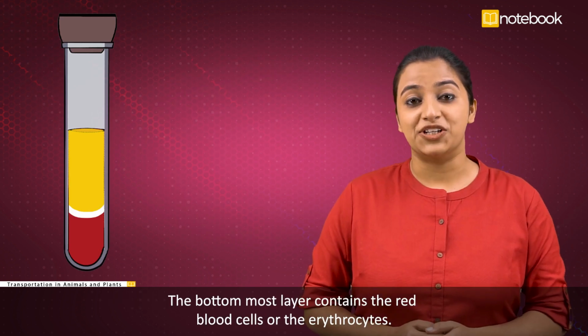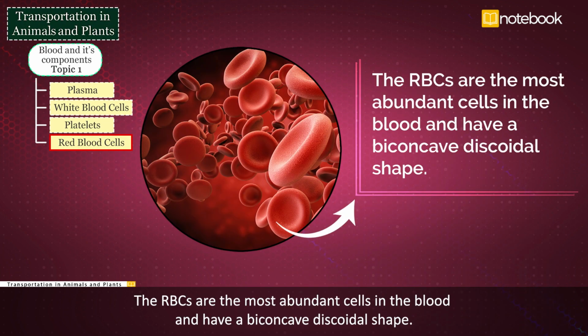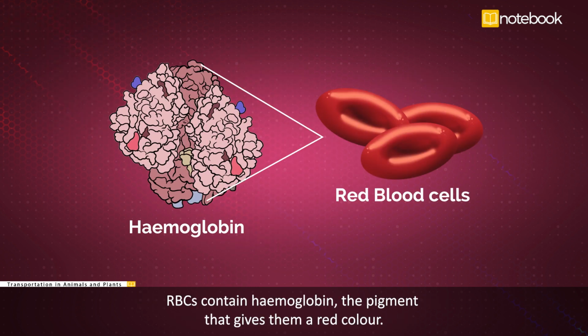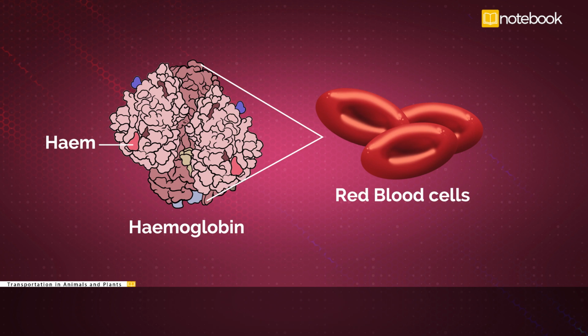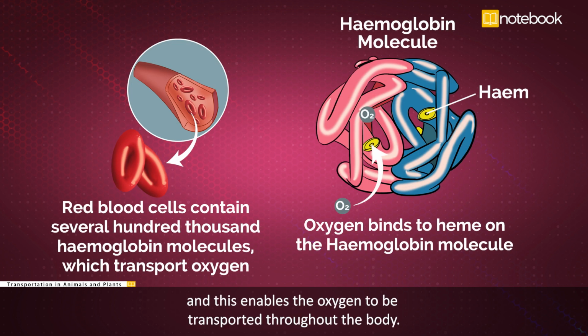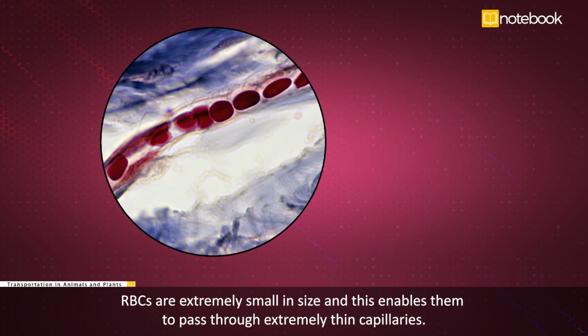The bottommost layer contains the red blood cells or the erythrocytes. The RBCs are the most abundant cells in the blood and have a biconcave discoidal shape. RBCs contain hemoglobin, the pigment that gives them a red color. The hemoglobin is able to bind oxygen, and this enables the oxygen to be transported throughout the body. RBCs are extremely small in size, and this enables them to pass through extremely thin capillaries.